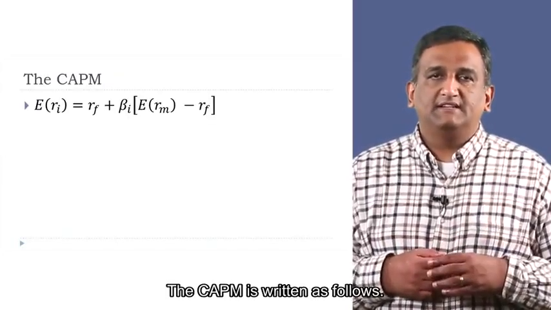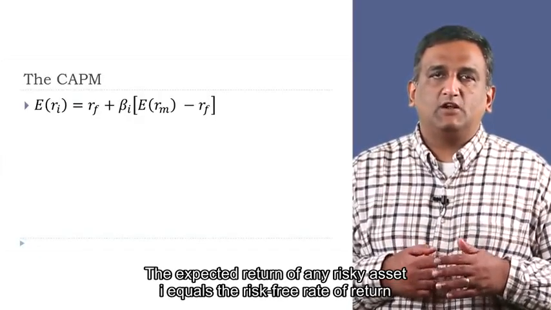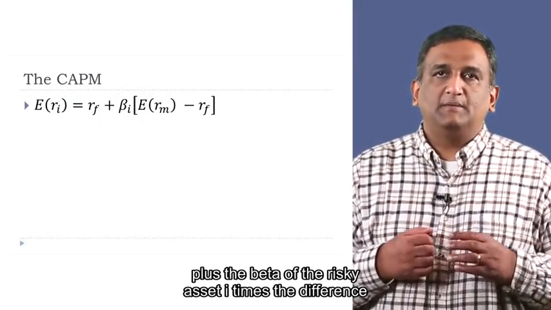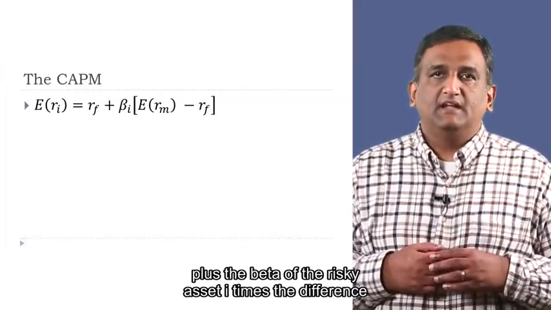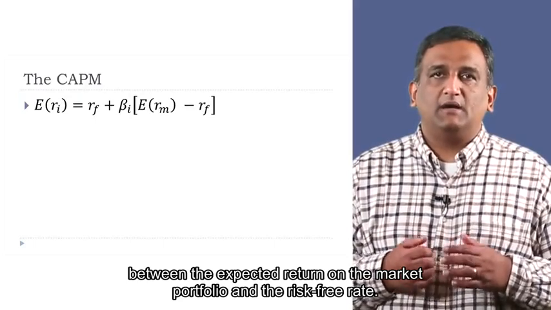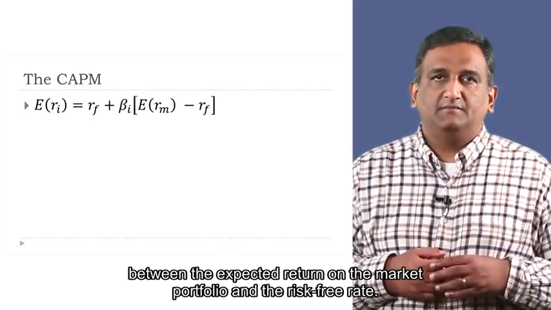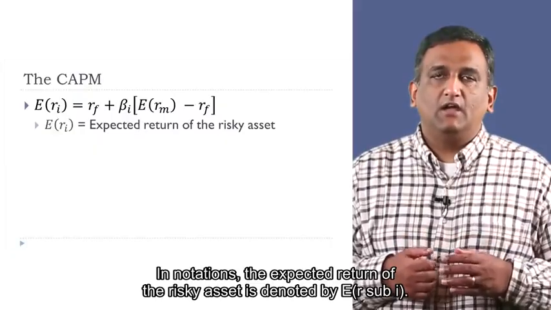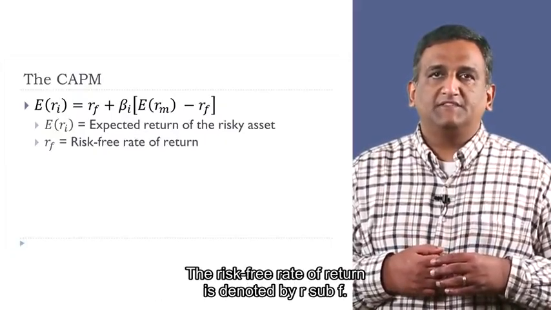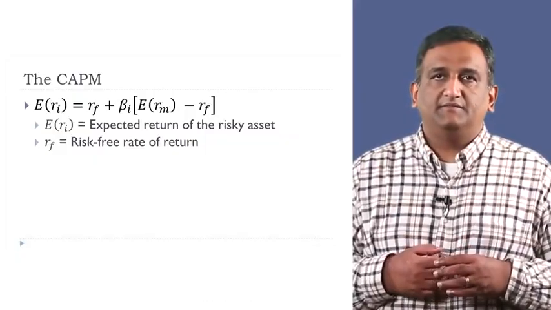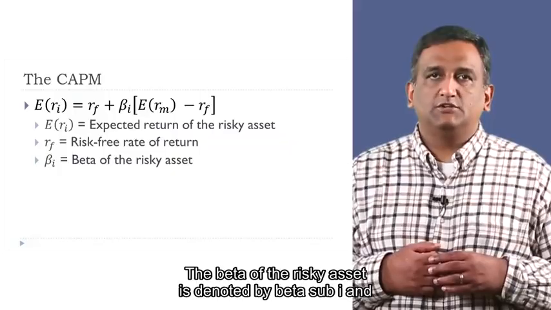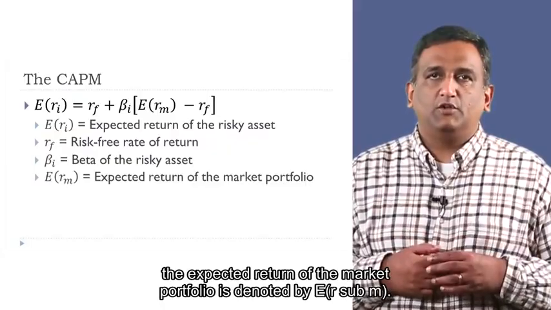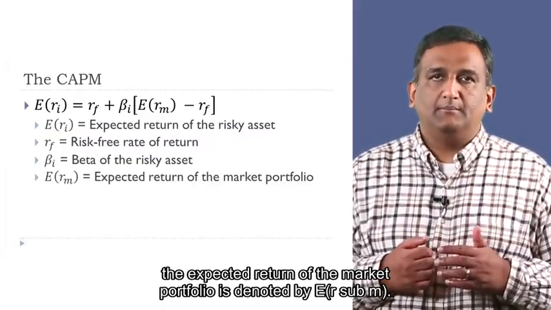The CAPM is written as follows. The expected return of any risky asset i equals the risk-free rate of return plus the beta of the risky asset i times the difference between the expected return on the market portfolio and the risk-free rate. In notations, the expected return of the risky asset is denoted by E(R_i). The risk-free rate of return is denoted by R_f. The beta of the risky asset is denoted by beta_i. And the expected return of the market portfolio is denoted by E(R_m).